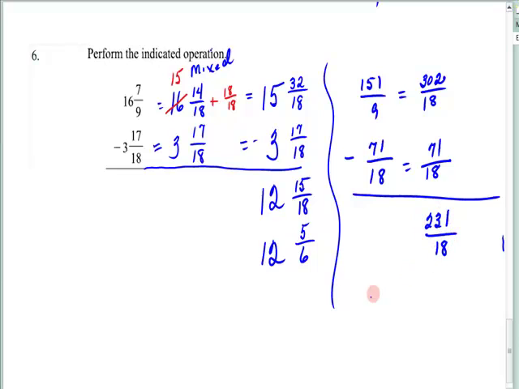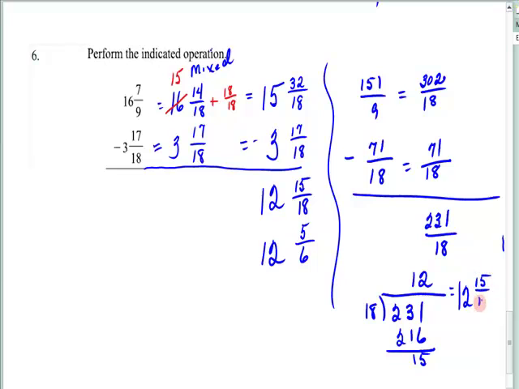231/18. So 18 goes into 231. Using my calculator for some help. It will go in there 12, and there's a decimal, but I'm going to get rid of that decimal. Then I'm going to multiply the 12 times the 18 for 216, subtract for 15. So I have 12 and 15/18. Still reduces. That's 12, and 3 goes in there 5 times, and 3 goes in there 6 times.